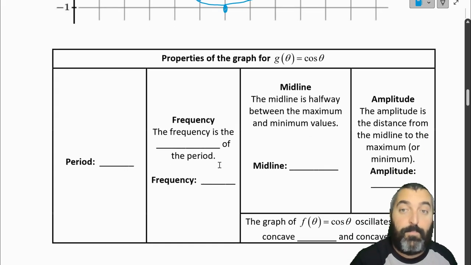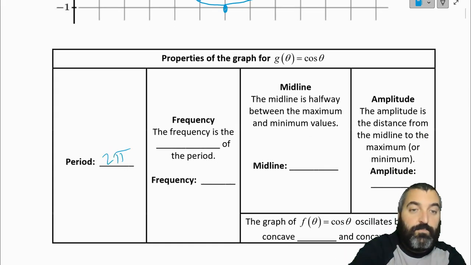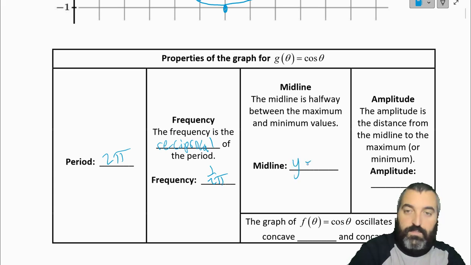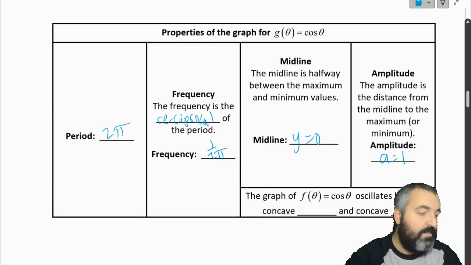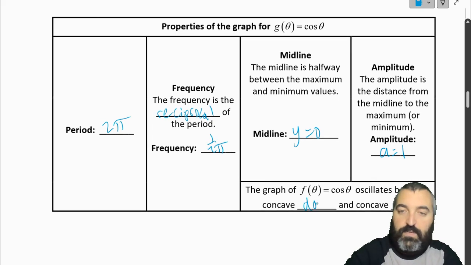So guess what? The properties are the exact same. So it's 2 pi, frequency is the reciprocal of the period. Midline is normally at y equals 0 unless there's a shift. Amplitude is that a equals 1, and then it also oscillates between concave down and concave up.